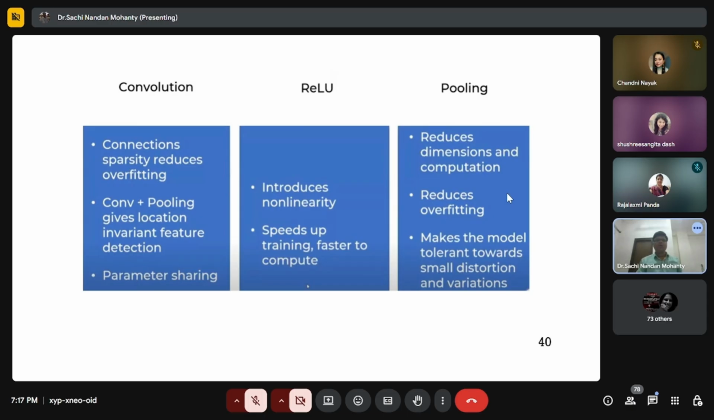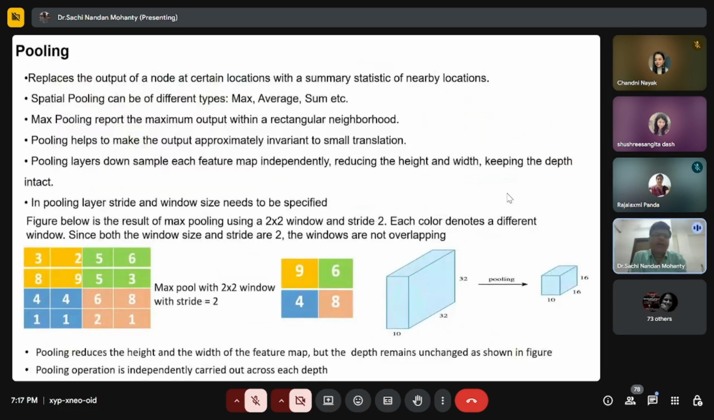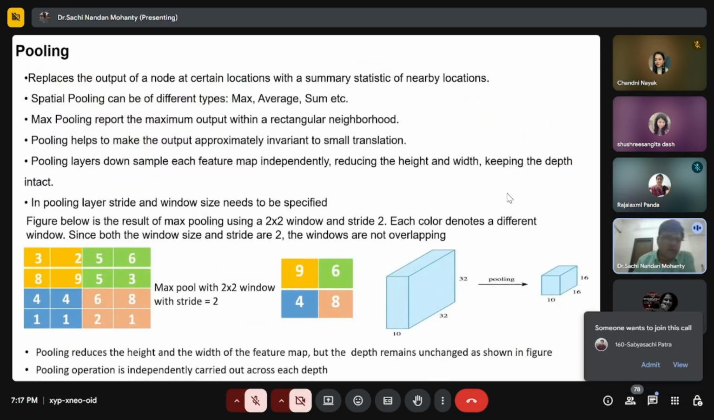Now, as I already told you, the convolutions, ReLU and poolings. Now coming to the pooling, what happened? The feature values you can find out. Many types of poolings are there: row sum pooling, column sum pooling, then average pooling or max pooling. So 3, 8, 9. What is the maximum value? 9. Extract the 9.